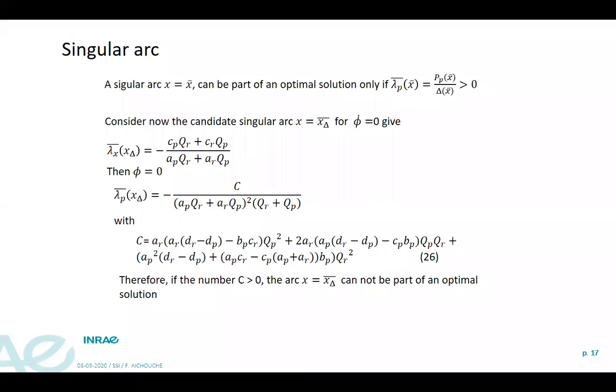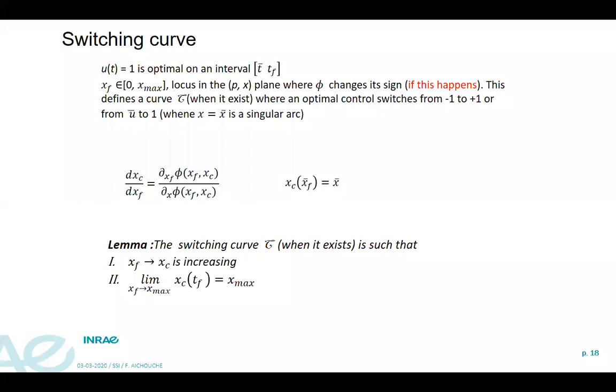If we consider now the singular arc x equal to x bar delta, phi point equal to 0 gives the corresponding value lambda x, and then phi equal to 0 provides lambda p bar. Therefore, if the number c is positive, a singular arc x equal to x bar delta cannot be part of an optimal solution. Now we study the switching curve C.